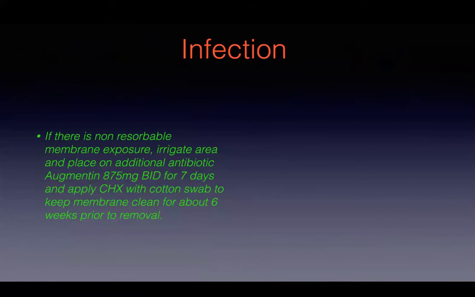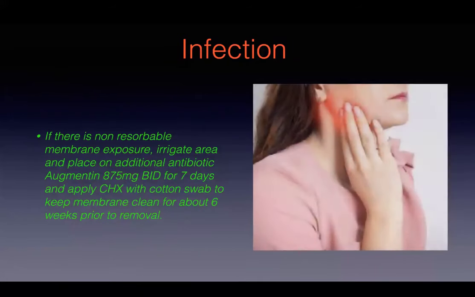With infection, if you have a non-resorbable membrane exposure and there's infection, the patient's complaining of achiness and pain, you want to irrigate the area, place the patient on an antibiotic such as Augmentin 875 BID for about 7 days, give them a chlorhexidine bottle and have them clean the area with a cotton swab to keep that membrane clean for about 6 weeks prior to removal. You're basically trying to salvage the graft that you have in there from it failing. You might still end up losing some.